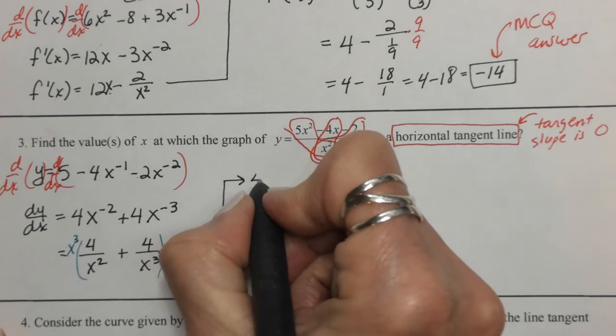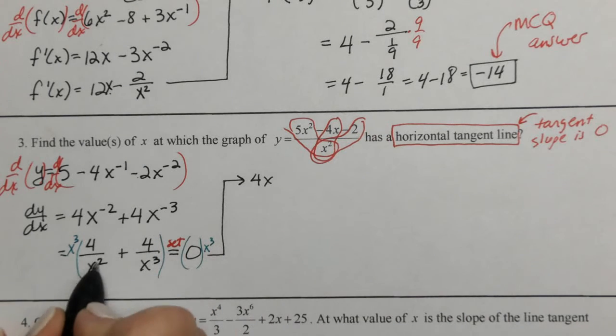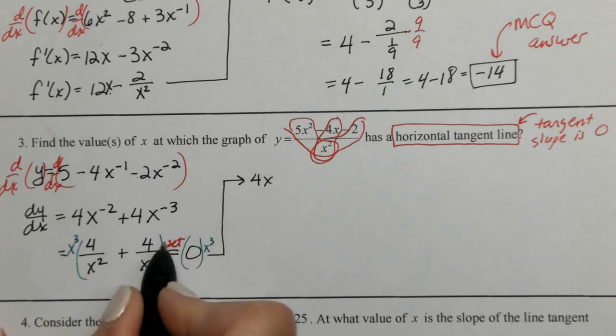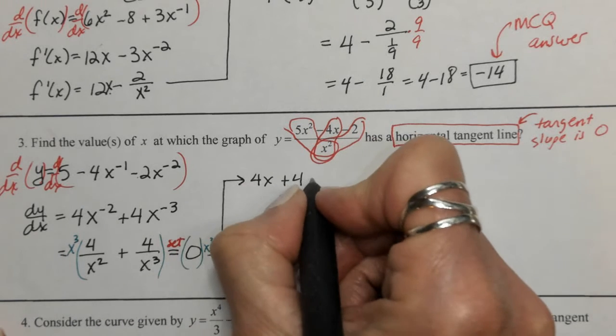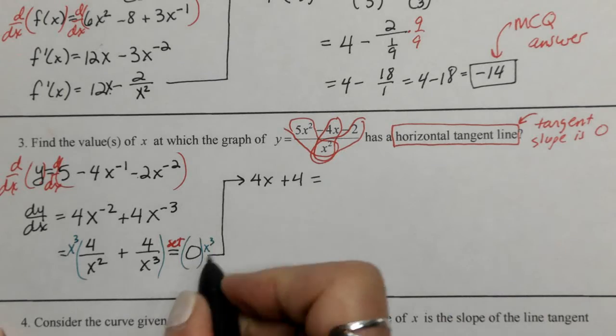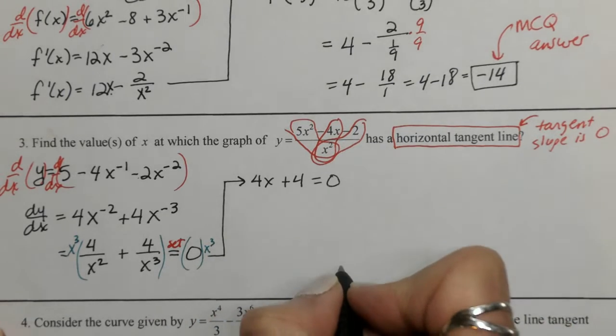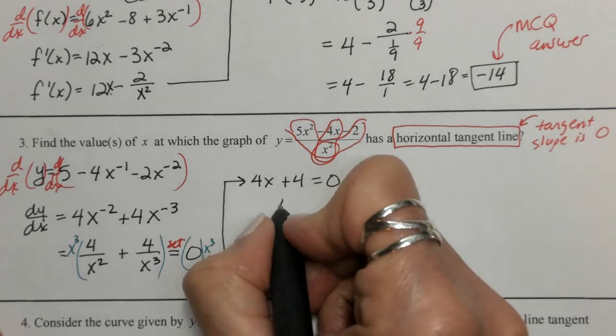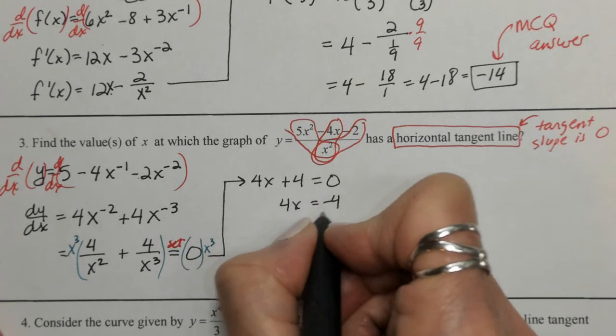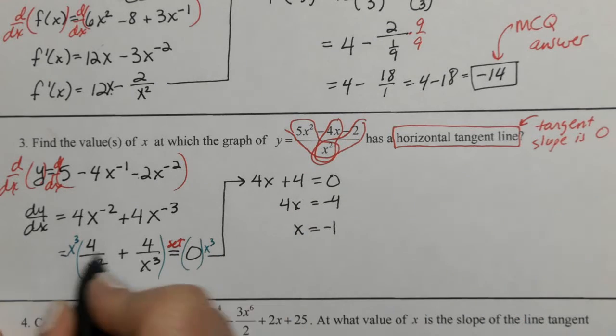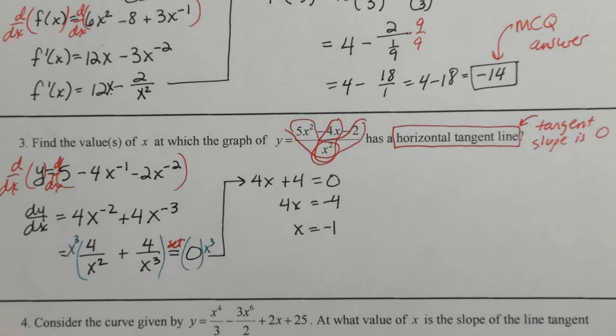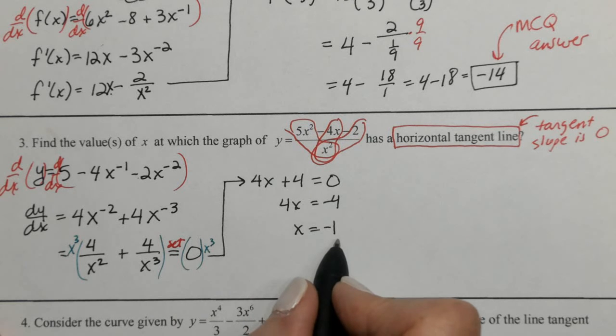I will be left with 4x from the first term. From the next term, I'll just be left with a 4. And 0 times x cubed is 0. So now we get something that's very easy. Once you do that, it's very easy to solve for x. So the value of x at which this graph has a horizontal tangent line is x equal to negative 1.